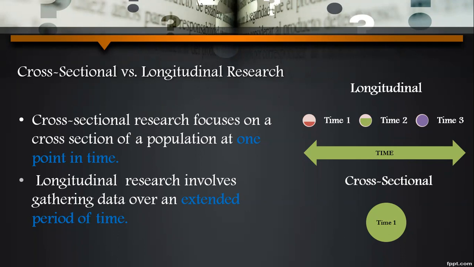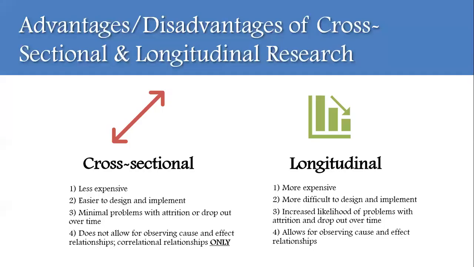So in other words, the number of waves is different depending on the study. It all depends on how long the researchers spent collecting this data. But the idea here is that in longitudinal studies, there are several data points or time points or waves of data that are collected. And so this is the main difference between cross-sectional and longitudinal research. And so here are some of the advantages and disadvantages of each type of research.